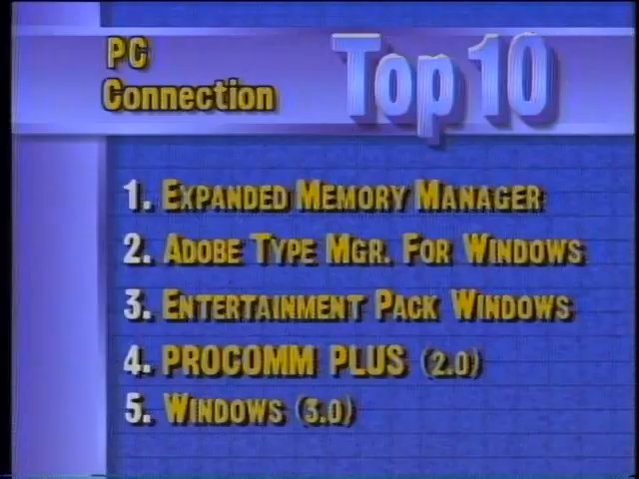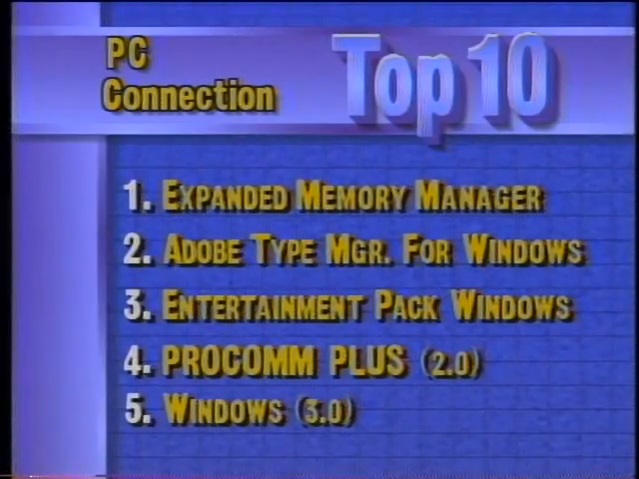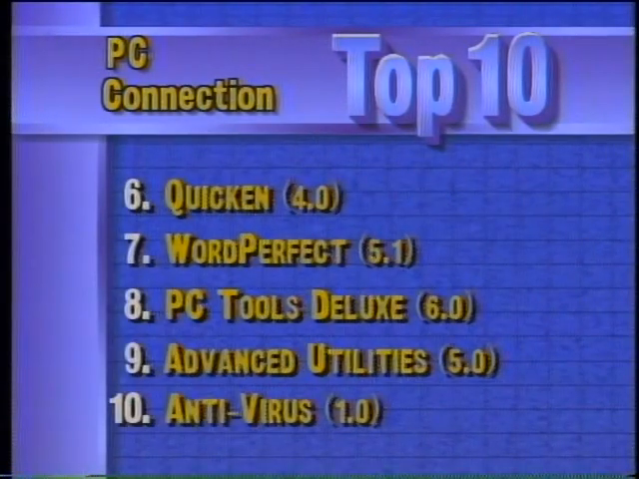Taking a look at this week's top 10 software titles for the PC, PC Connection reports that Expanded Memory Manager is in the #1 position with Adobe Type Manager for Windows in second. Third is Entertainment Pack for Windows, followed by Procom Plus. Windows 3.0 is in 5th place. Rounding out the top 10 PC titles are Quicken, WordPerfect 5.1, PC Tools Deluxe, Advanced Utilities, and Antivirus.